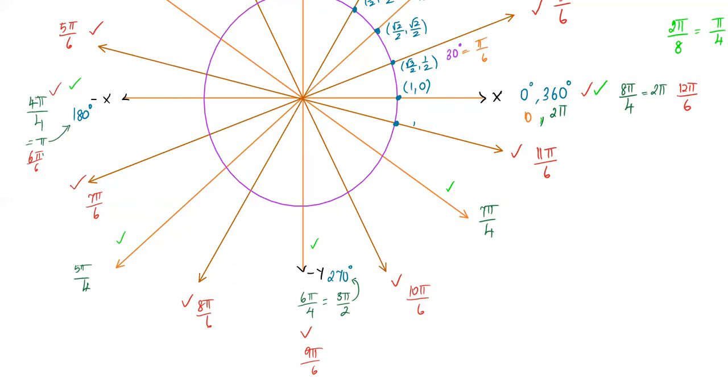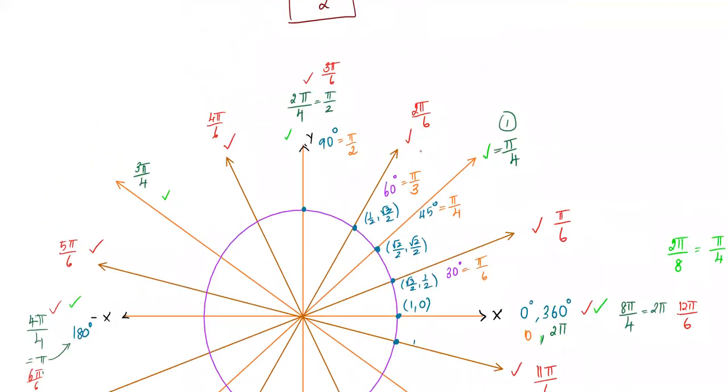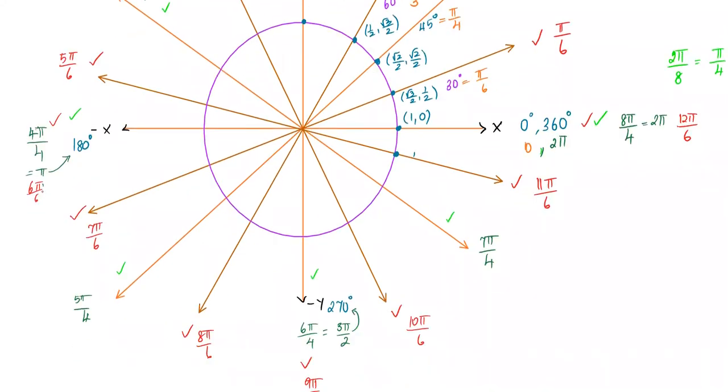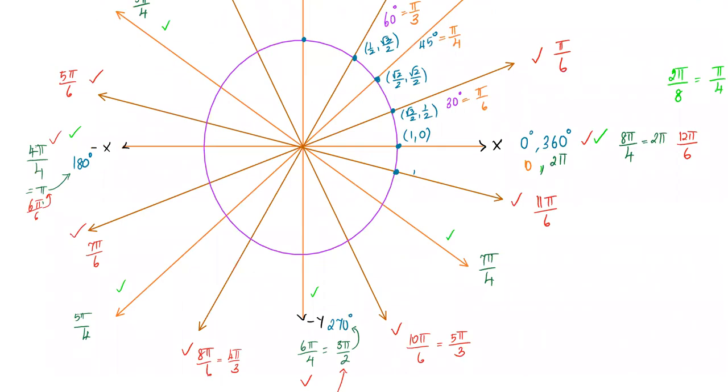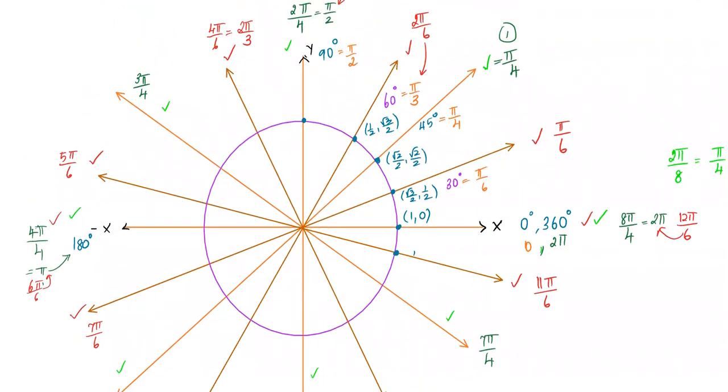You know that you did it right because you come back here at 12 pi over 6, and you know that reduces to 2 pi. Now go back and reduce all the ones you know. 2 pi over 6 reduces to pi over 3. 3 pi over 6 reduces to pi over 2. 4 pi over 6 reduces to 2 pi over 3. 5 pi over 6 does not reduce. 6 pi over 6 reduces to pi. 7 pi over 6 does not reduce. 8 pi over 6 reduces to 4 pi over 3. 9 pi over 6 reduces to 3 pi over 2. 10 pi over 6 reduces to 5 pi over 3. 11 pi over 6 does not reduce. 12 pi over 6 reduces to 2 pi.